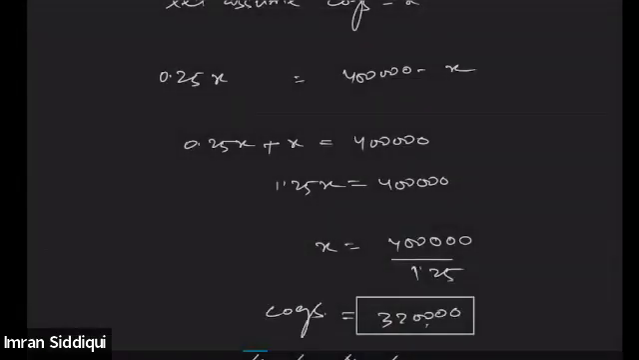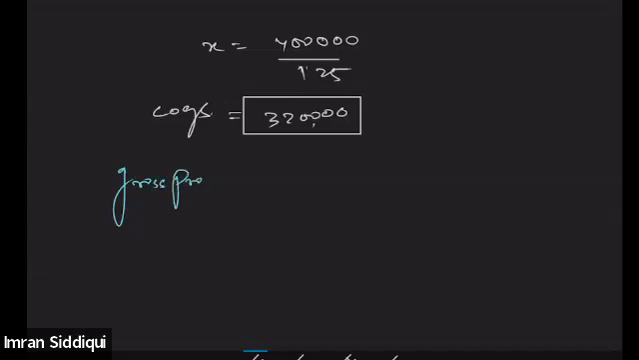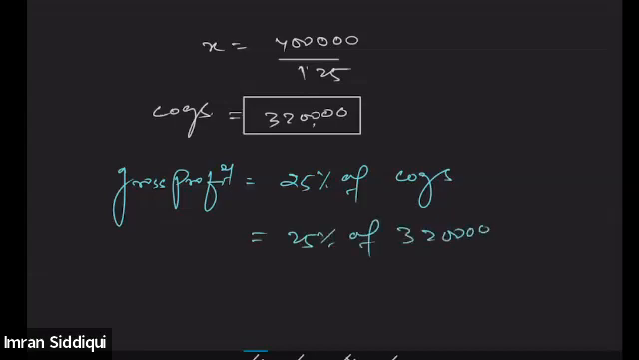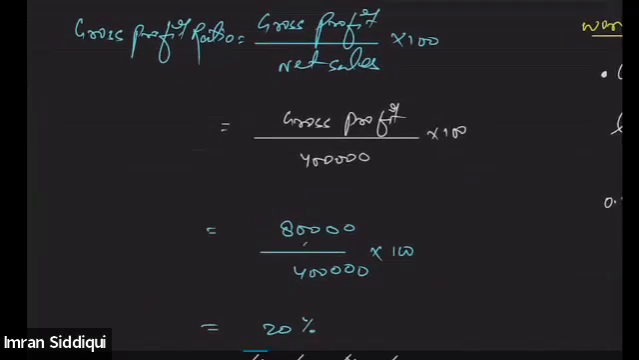But if COGS is 3,20,000, what will be the gross profit? Gross profit will be 25% of COGS, right? Which is 25% of 3,20,000. Let's calculate 3,20,000 into 25%, which will be 80,000. Understood? Is this clear? Yes or no? Yes, sir. Okay. Now we can take the value in our main calculation. Gross profit ratio equals 80,000 divided by 4 lakh into 100. That is 20% as the answer. Tell me if it is clear. Yes or no, Halima, Eben, Mariam.